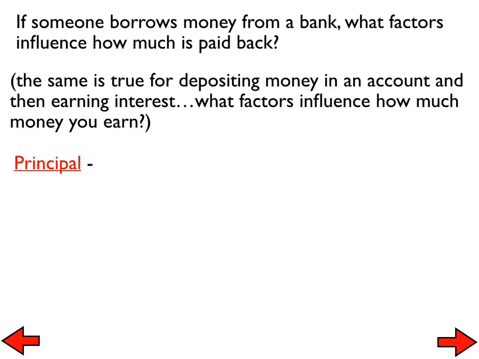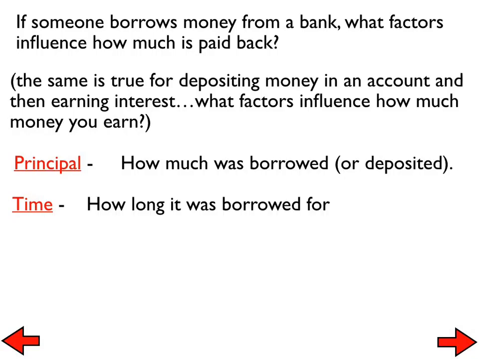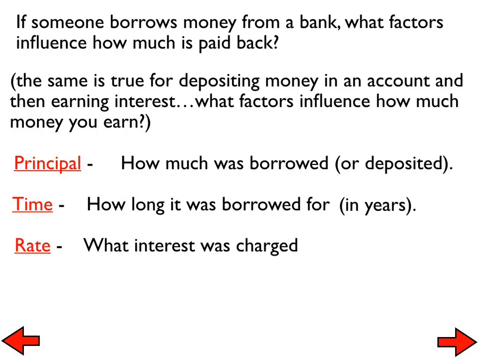Those factors are principal, write this down please, which is how much money you're borrowing or depositing to save. The time, which is always in years, how long it's borrowed for, and the rate, which is the interest that is being charged. This is usually called annual percentage rate. So if you ever saw a TV commercial for cars, they'll talk about APR financing. APR, that's what this is, annual percentage rate.